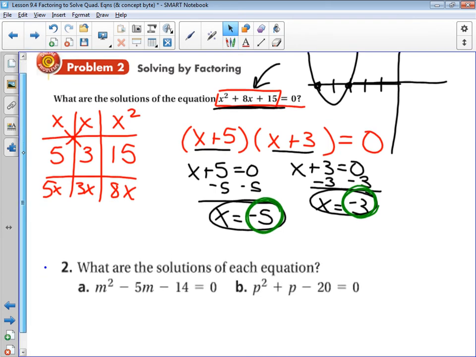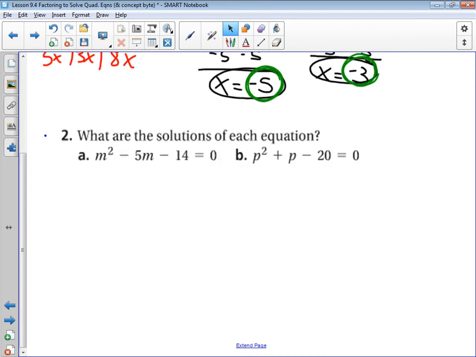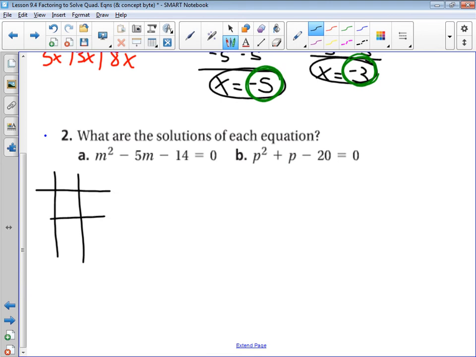Again, here are a couple more problems for you to work out on your own. Remember, you're going to start by factoring, and then setting them each equal to 0. So hit the pause button, and when you've finished, I'll show you the solutions.